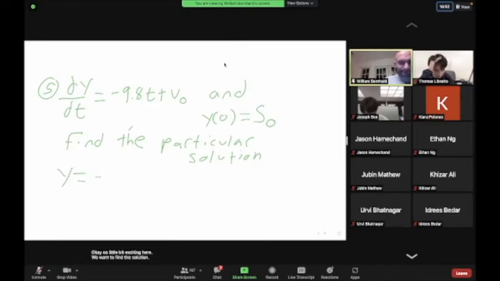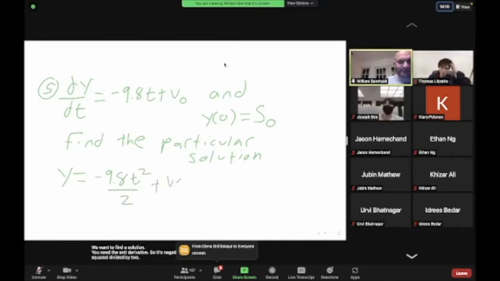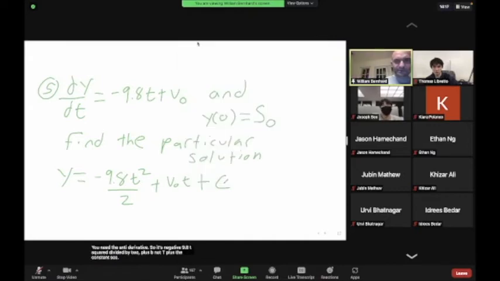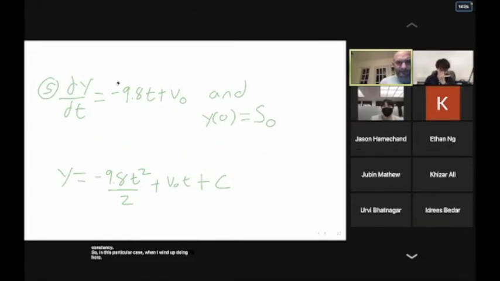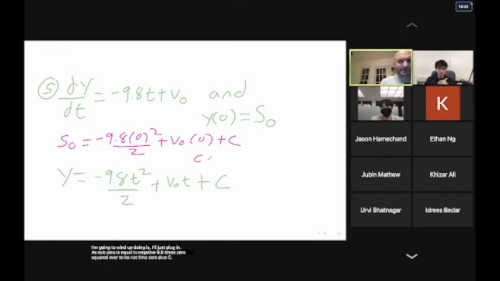If you want to find the solution, you need the antiderivative. So it's negative 9.8 t squared divided by 2 plus v naught t plus the constant c. So in this particular case, what I'm going to wind up doing here is I'll just plug in s sub 0 is equal to negative 9.8 times 0 squared over 2 plus v naught times 0 plus c. That gives us c is equal to s naught. So the solution is rather exciting here. Negative 4.9 t squared plus v naught t plus s naught. Surprise.